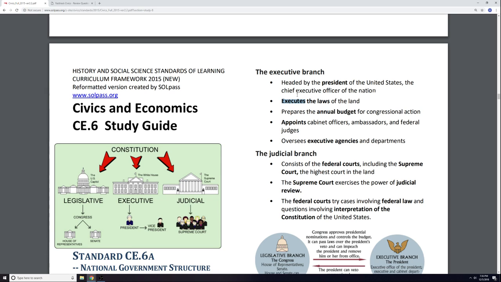Carries out. Very, very good, Elizabeth. So, they all mean the same thing. They're basically making sure the laws are being followed, making sure the rules are actually being put in place and being followed by everybody. Carry out, yep.